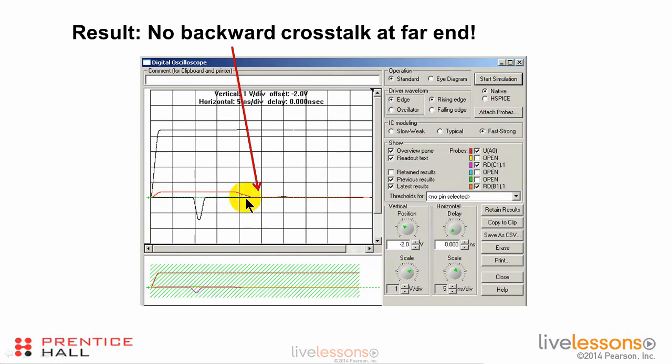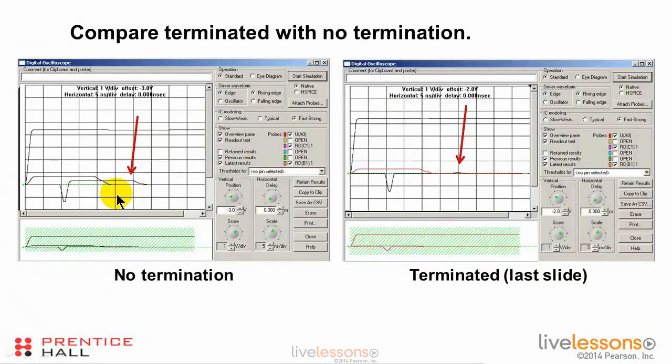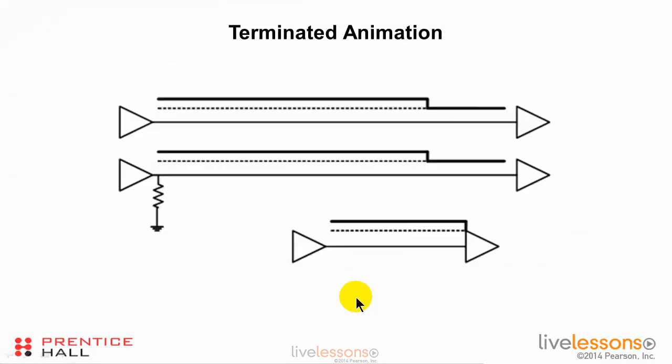And in particular, the backward crosstalk signal is not showing up at the far end of the victim trace at all because it's being completely absorbed by the terminating resistor at the near end of the victim trace. How about that? There's no backward crosstalk at all at the far end here because we absorbed it at the near end. And here's a comparison between not having a termination at the near end of the victim trace and having a termination at the near end of the victim trace. The backward crosstalk signal does not show up.